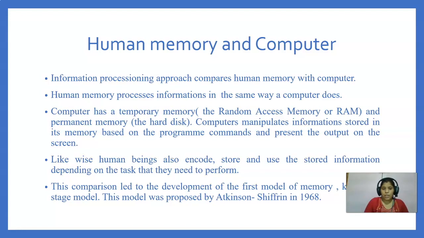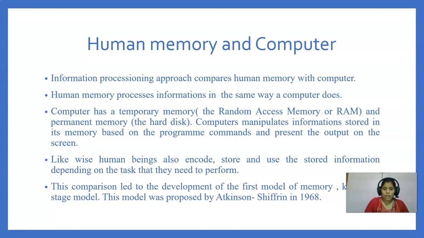Also, in a computer, there is a temporary memory and a permanent memory. Temporary memory is known as random access memory, and permanent memory is the hard disk. Similarly, in the human brain also, there is a temporary memory which is known as short-term memory, and there is a permanent memory which is known as long-term memory. So now we'll discuss these different types of memory in the next slides.